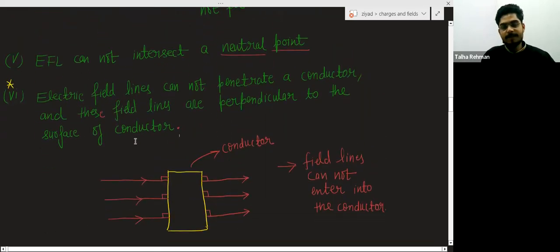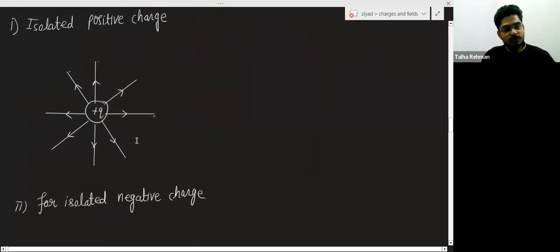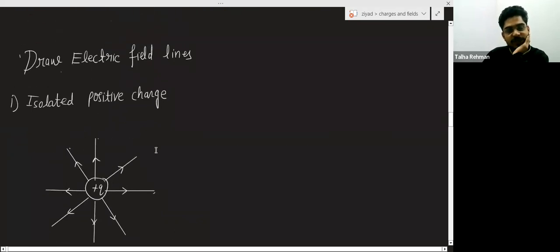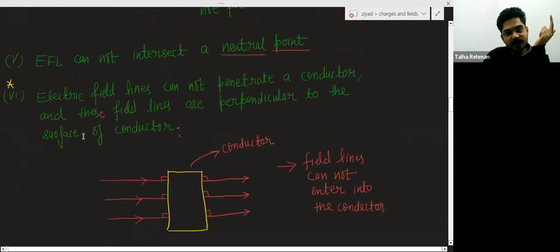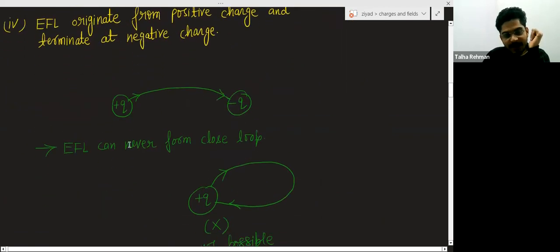This is the 6th point. So in 1 mark they can ask you this type of question. In reasoning they can ask you this question: why can the electric field line never form a closed loop? So you should tell that electric field line starts from the positive charge and ends at the negative charge. That is why the electric field line can never form a closed loop.